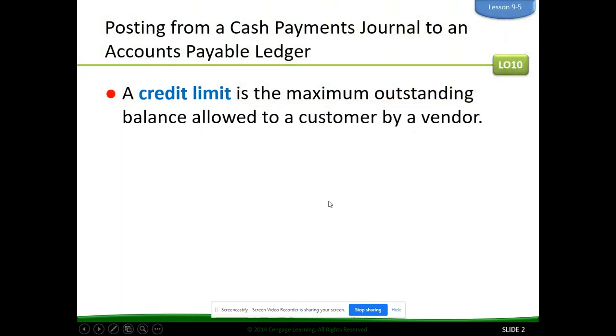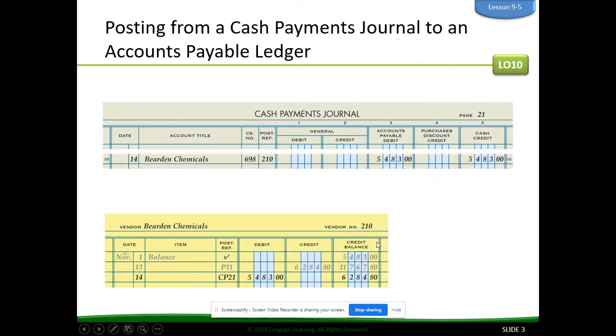There's one term that we need to be familiar with before moving forward, and that's a credit limit. A credit limit is the maximum outstanding balance allowed to a customer by a vendor. It's important to post from the cash payments journal to the accounts payable ledger so we always know exactly how much we owe, so we know if we are or are not over the credit limit allowed to us.